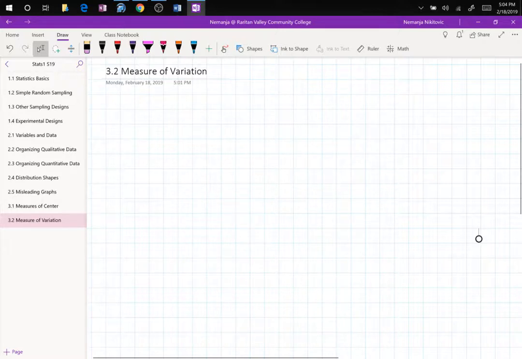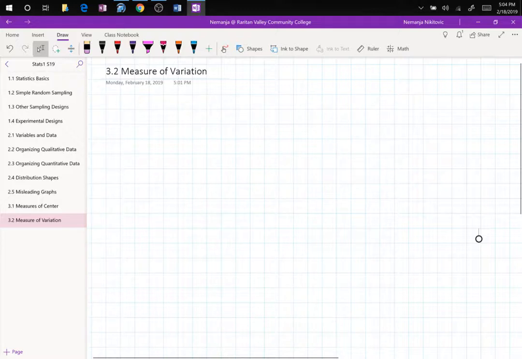So now we would like to take a look at variation in data, because it is important to us to understand those situations when the data varies and when not all of the entries are around the mean and median and so on.